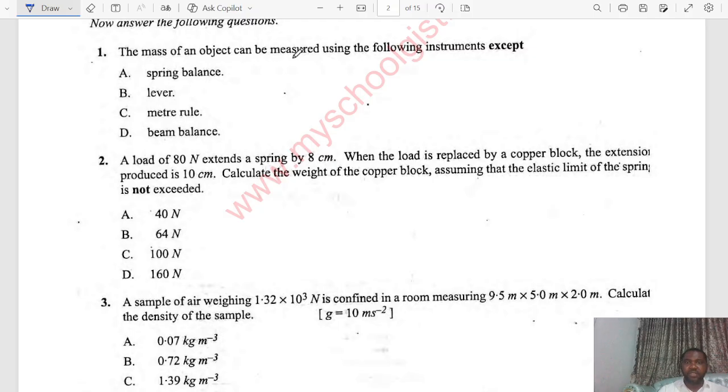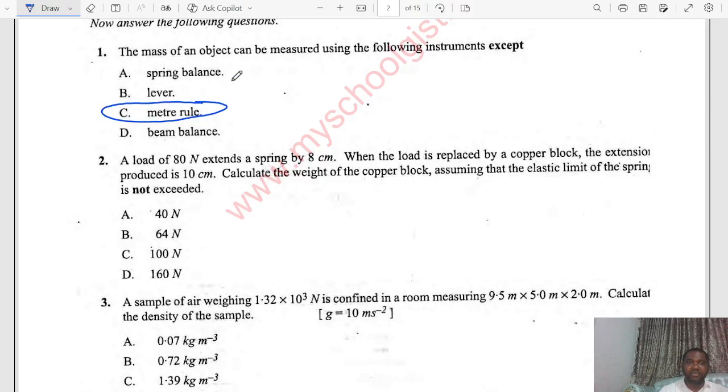The mass of an object can be measured using the following instruments, except. All of them can be used to measure mass except the meter rule. The spring balance can be used to measure weight particularly, but you can always convert weight to mass. And the same with the lever beam, indirectly.